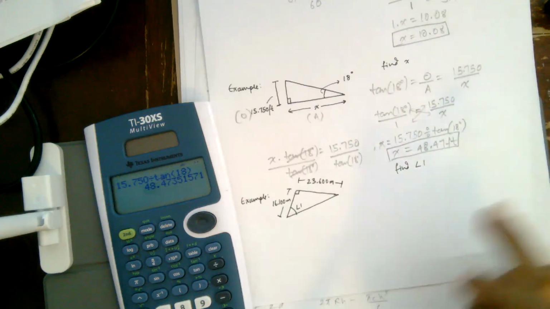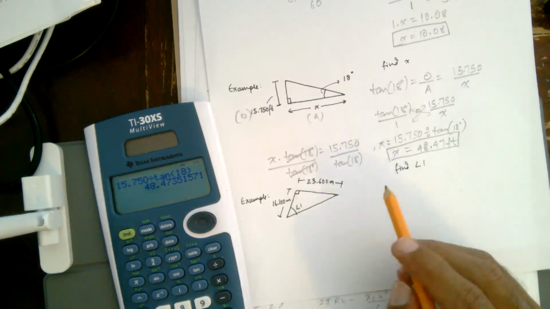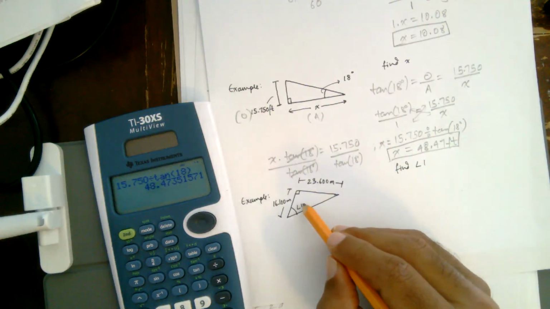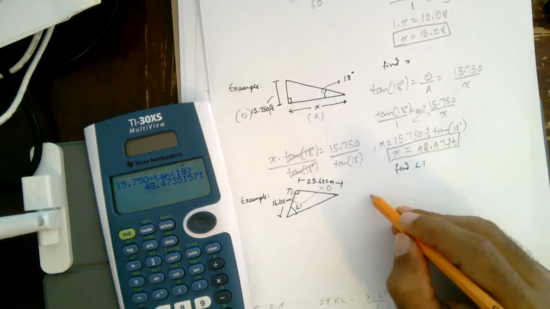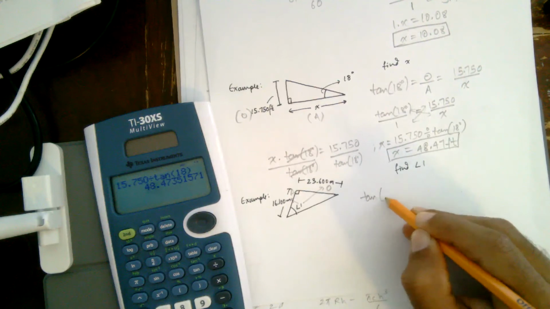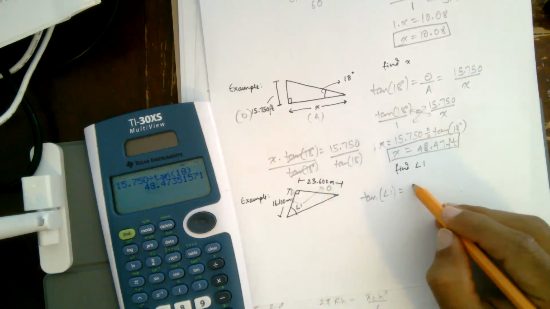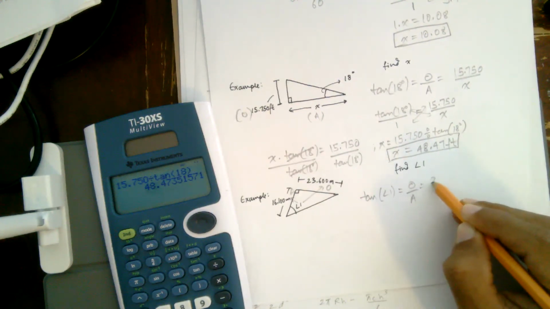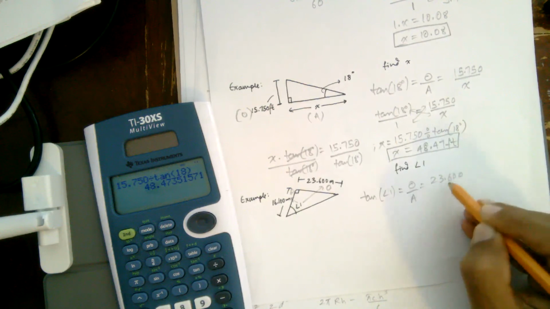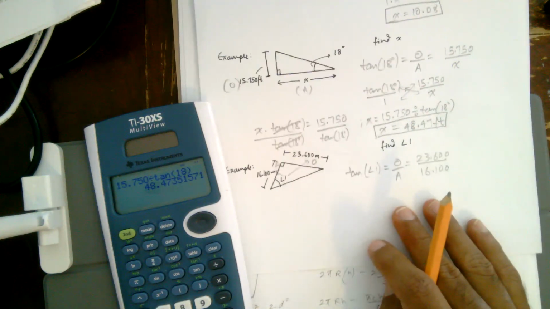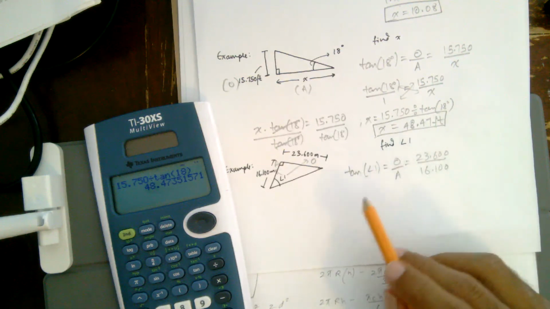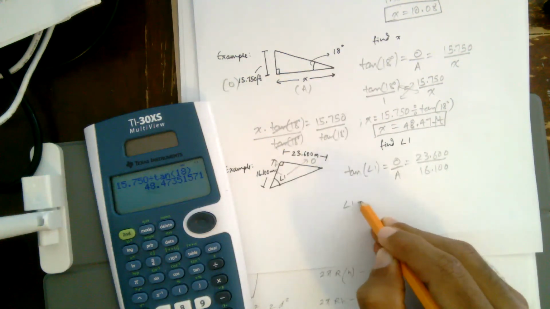Last example, find angle 1. So here you're finding the angle. That is opposite and that is adjacent. So tangent. Tan of angle 1 equals opposite over adjacent, 23.600 over 16.100.